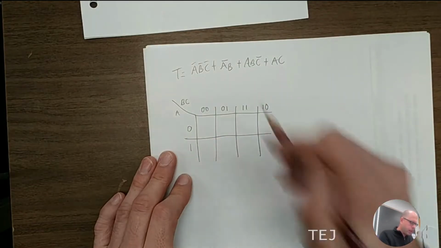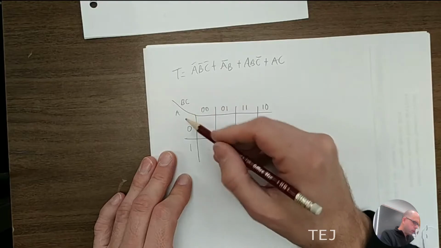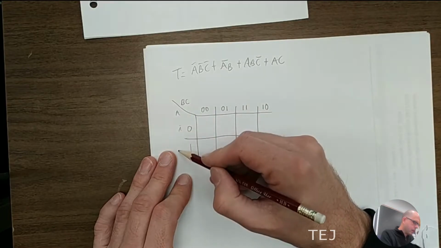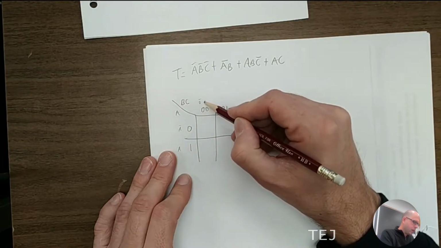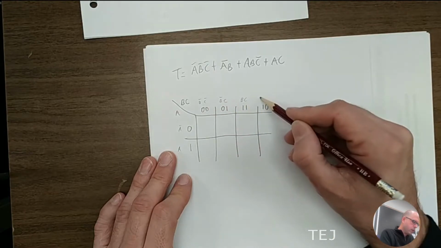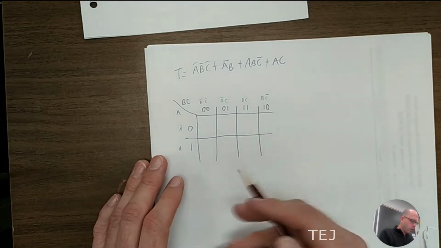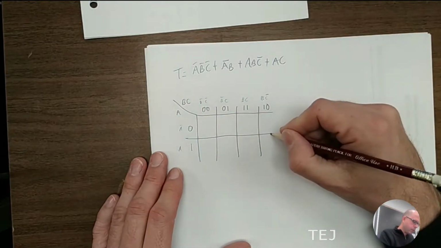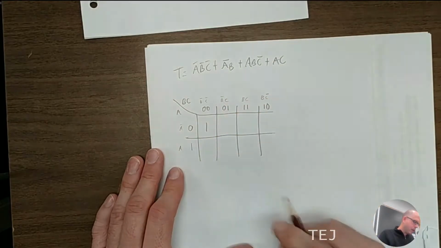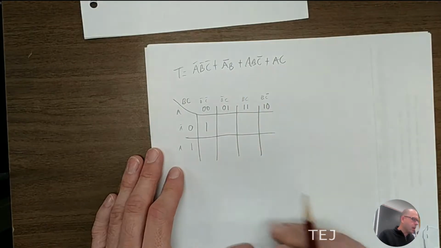Now we'll match everything up. A naught, B naught, C naught is represented by this one: this is like A naught, this is like A, this is like B naught and C naught and so forth. I'll label all of them for now. It's not required that you do that, but it might help you determine which cell you're filling in. So that's the one for the first term. For the second term, it's A naught, B.